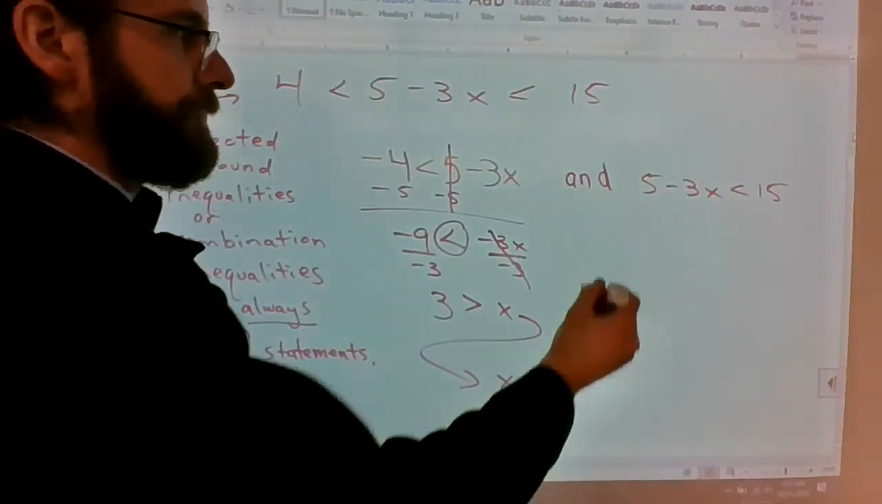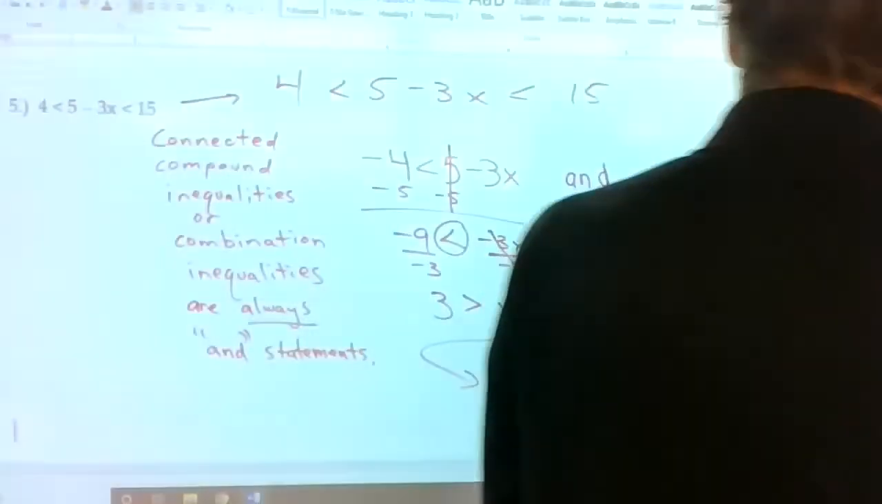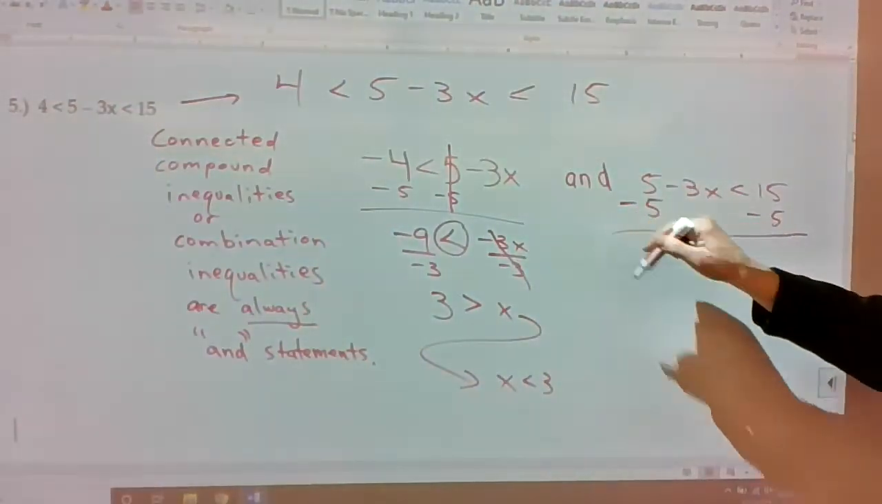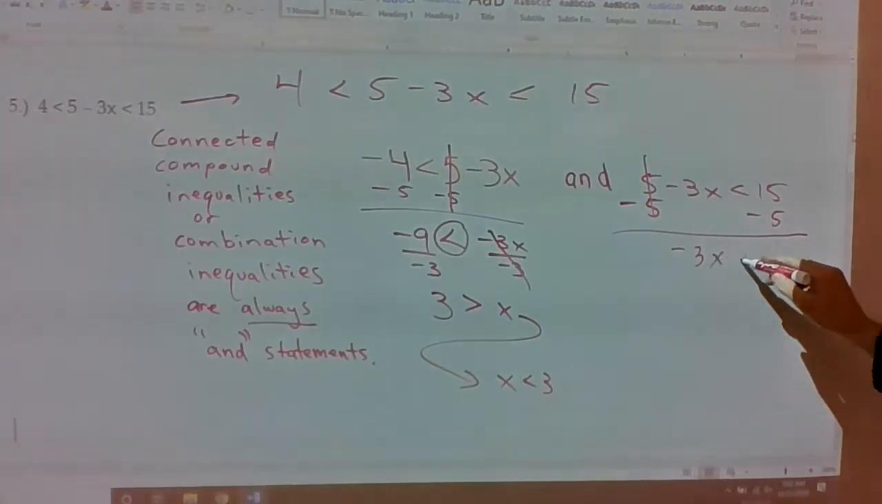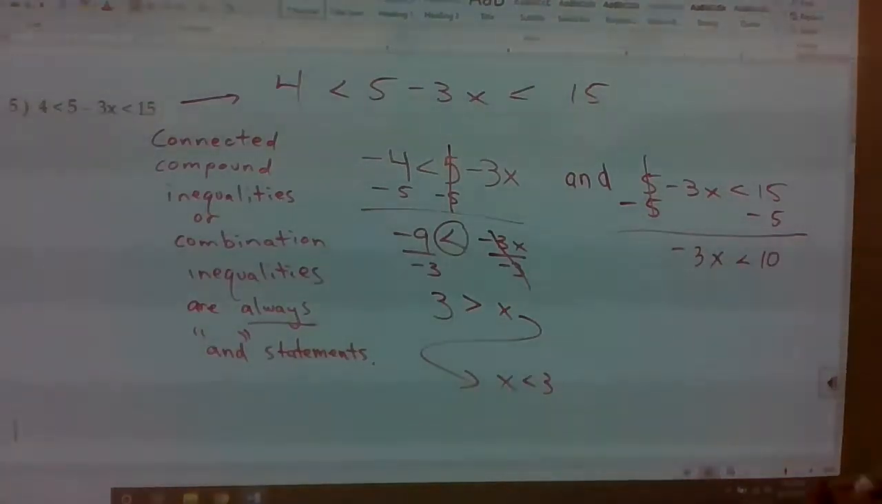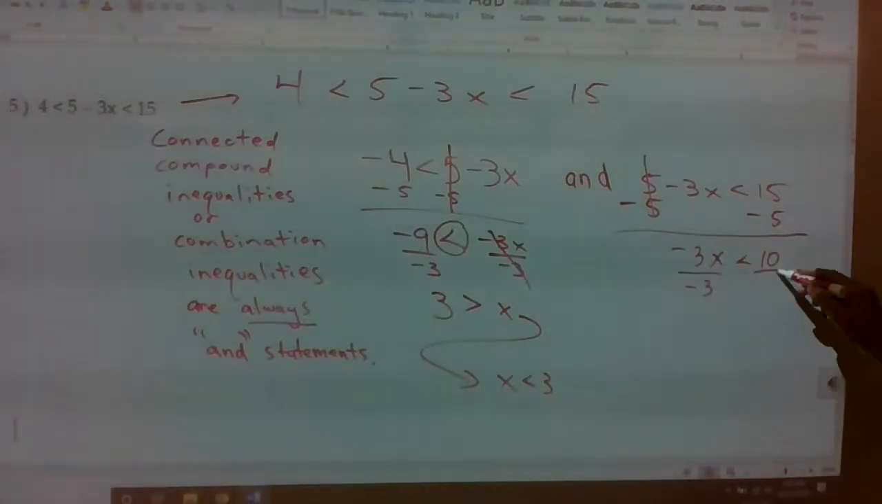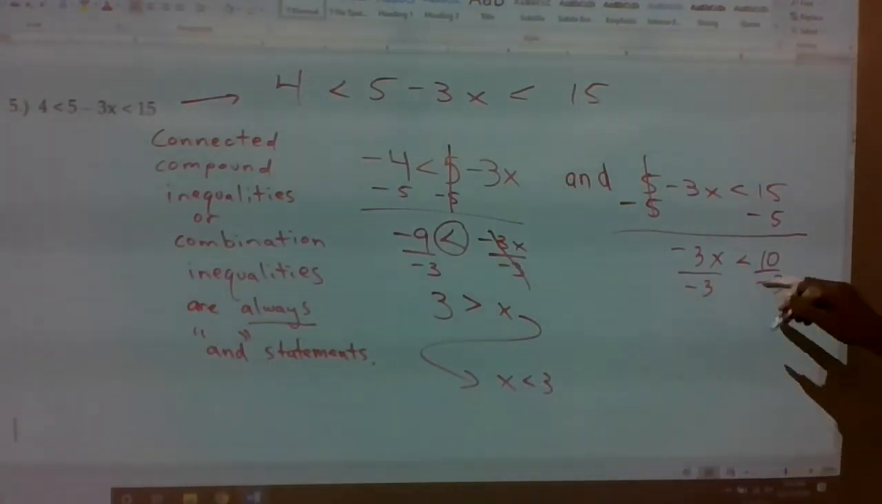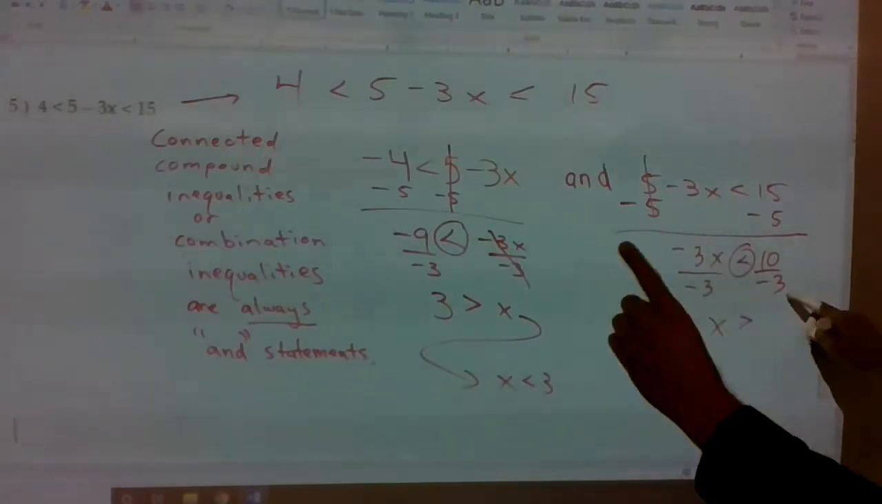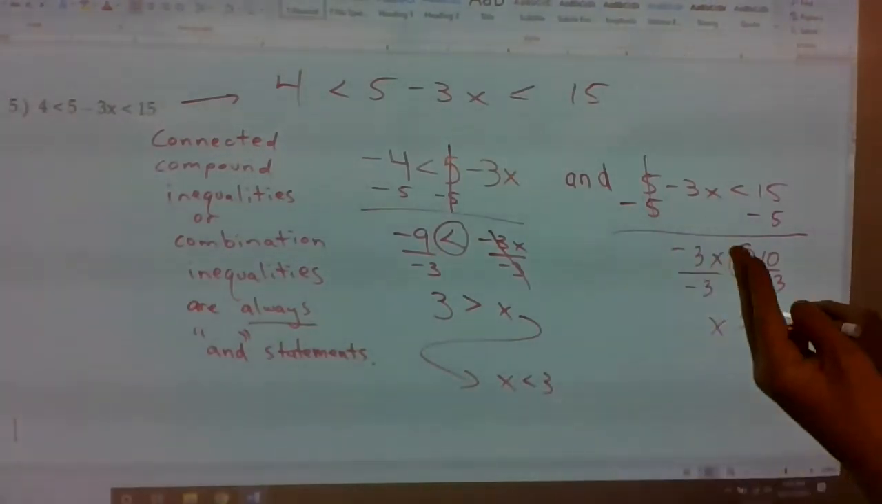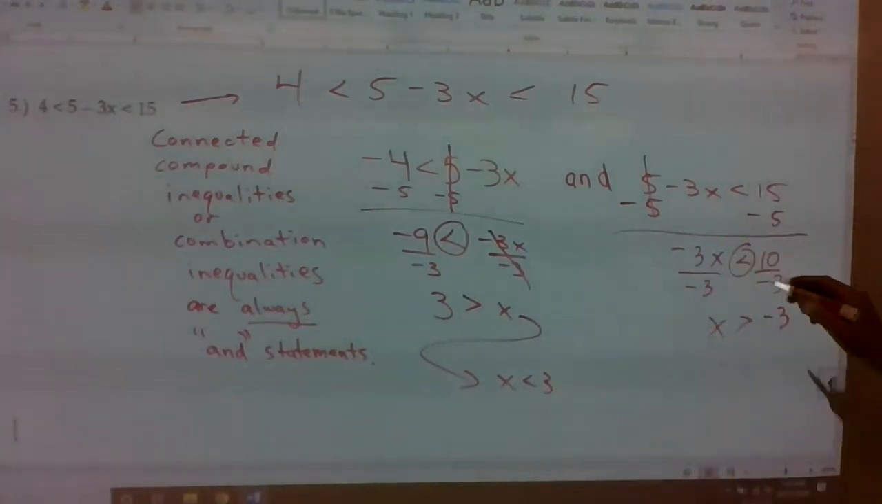The other part, subtract 5 from both sides. Dividing by negative 3 again. Again, divide by a negative 3, flip the symbol. 3, 6, 9, so it's negative 3 and then 1 left over.